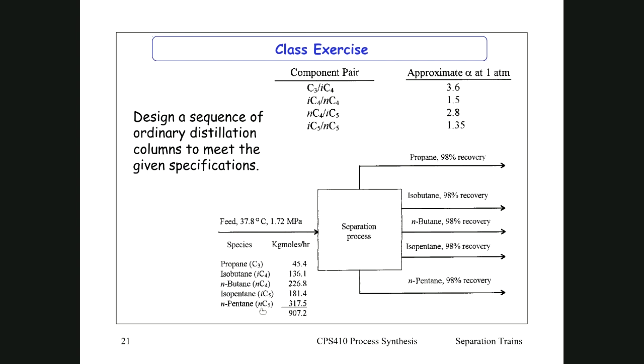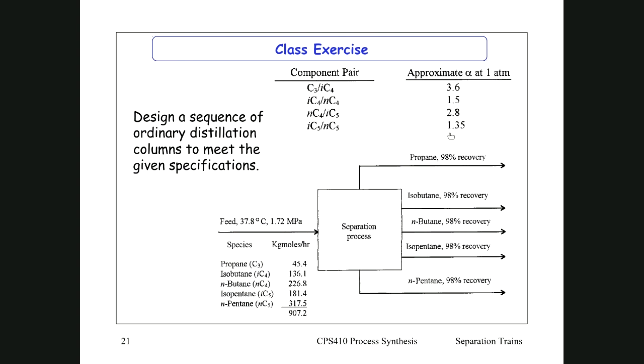So essentially what I'd like you to do is to take 10 minutes, time it from now, and see what sequence you can come up with based on these two bits of information: the species flow rates, and the alphas, the relative volatilities.